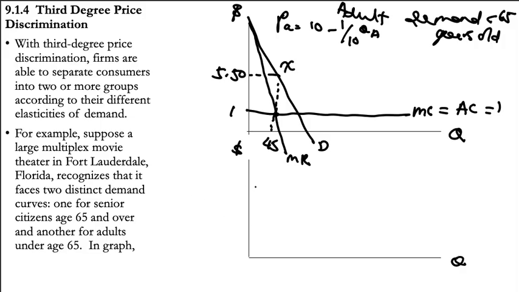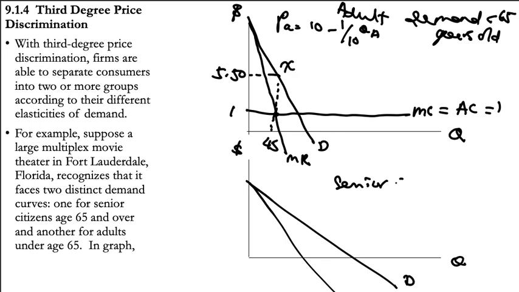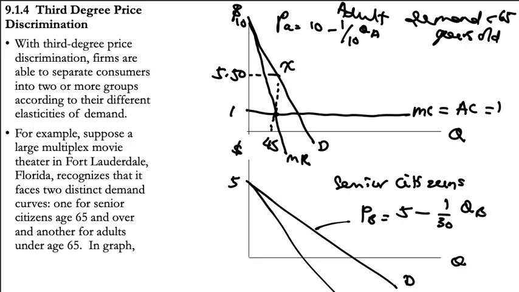Now, in the form of a graph, perhaps it looks like this. Then we have the associated MR curve, which is this, which is much flatter than before. So this is the demand curve, and the demand curve here is for senior citizens. Here PB, for instance, equals 5 minus, let's say, 1/30 QB, because the intercept is 10. So that's the demand curve. This one is the marginal revenue curve.